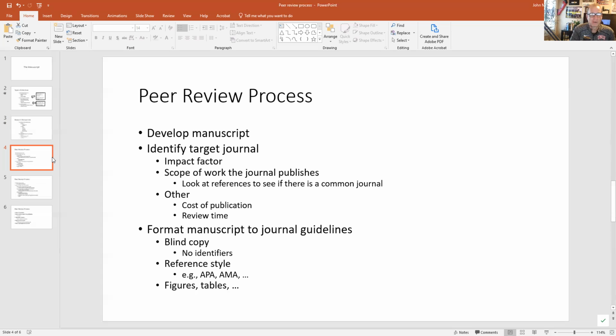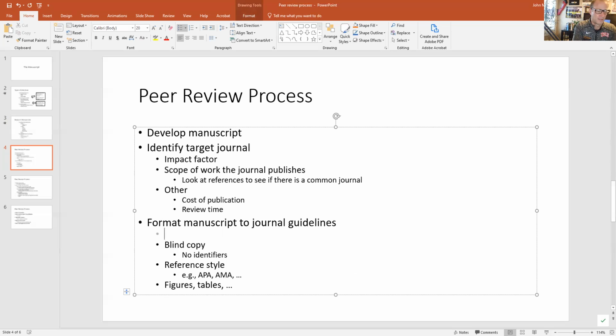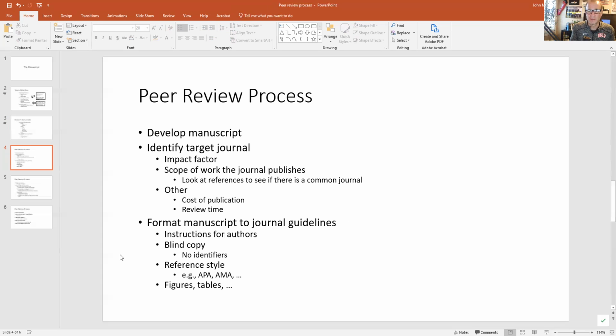Once we've identified that target journal, then we have to format the manuscript to whatever the journal rules or guidelines are. They always have instructions for authors. I should put that in here. Instructions for authors, in essence, tells you all the rules you need to follow. If you don't follow the rules, the journal won't even consider it. And it's happened. I've had manuscripts go in to a journal, and the editor identified some rules weren't followed and just sent it back and said, sorry, we're not going to consider it, because these are the rules that we need you to follow.